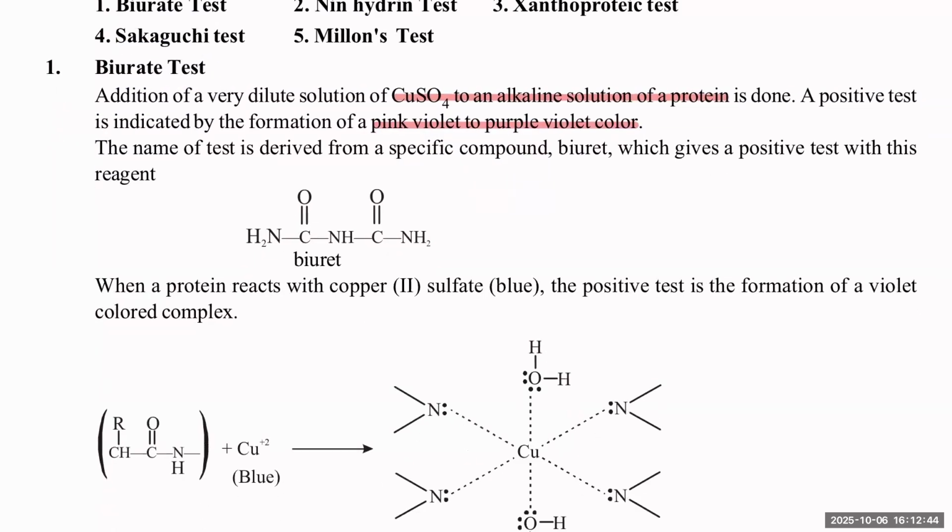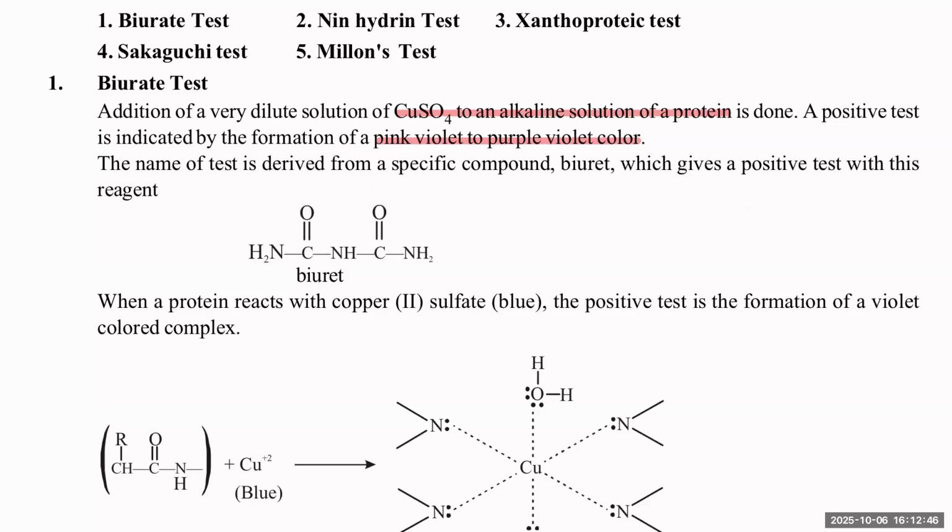The biuret test is the one where we use copper sulfate in an alkaline solution, correct? And if there is a positive test, that means the solution will convert into pink violet to purple violet color. Basically, what is it exactly testing and why is it called the biuret test?